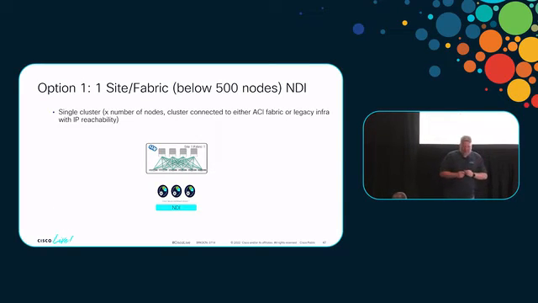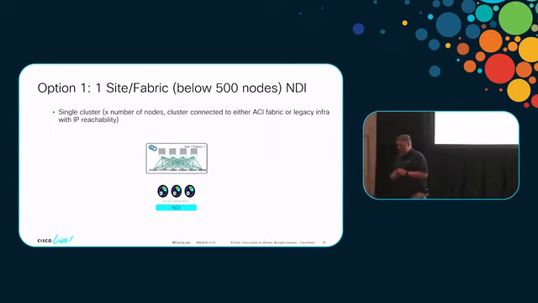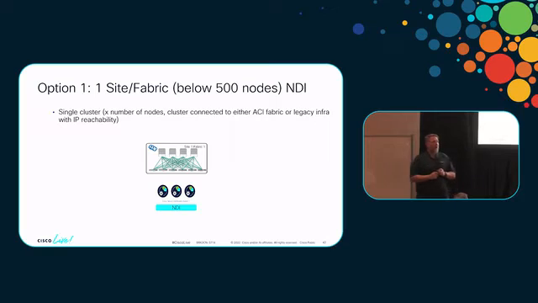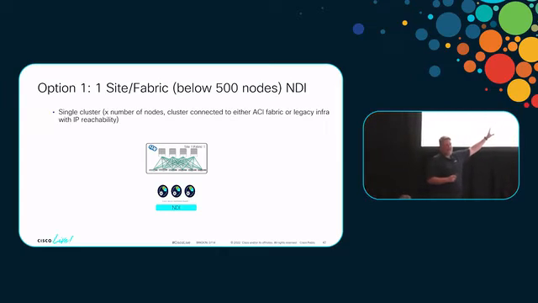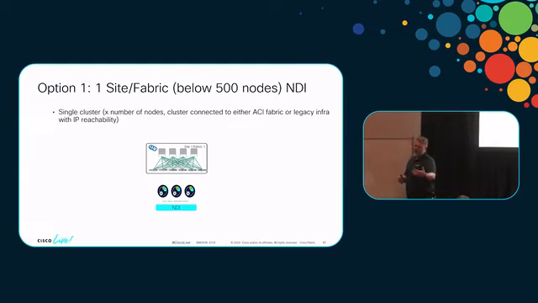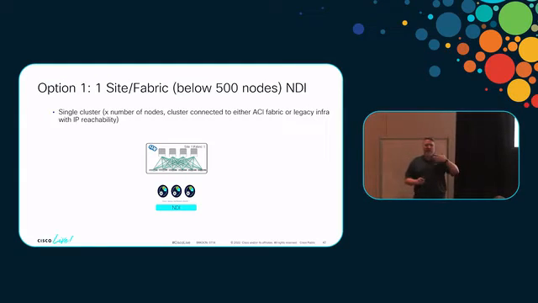Now let's look at different options for how I deploy a cluster to my network. This is purely talking about where I place the cluster. Do I place it in one site? Do I place it in multiple sites? It is not talking about where I attach it. Where do I attach it again? Directly to the fabric or to any infra and having IP reachability.